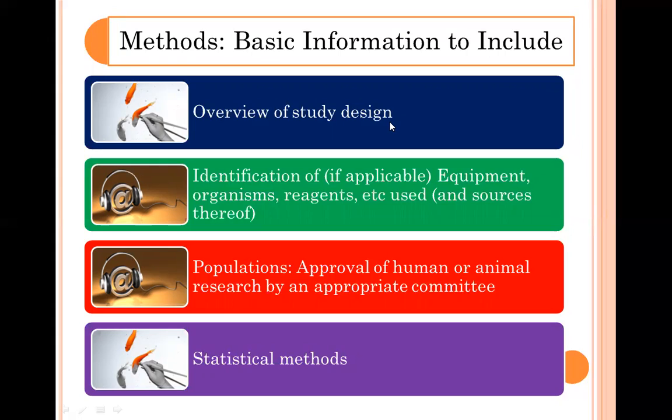Then come the equipment, the organisms, and the reagents you are planning to use for your research work. Then, what is the population of your research study? Whether you're going to do research on a human population, or are you going to do something on animals? If so, whether you got any ethical approval from the authorized approval committees. Then come the statistical methods that you are going to use for your research purpose.